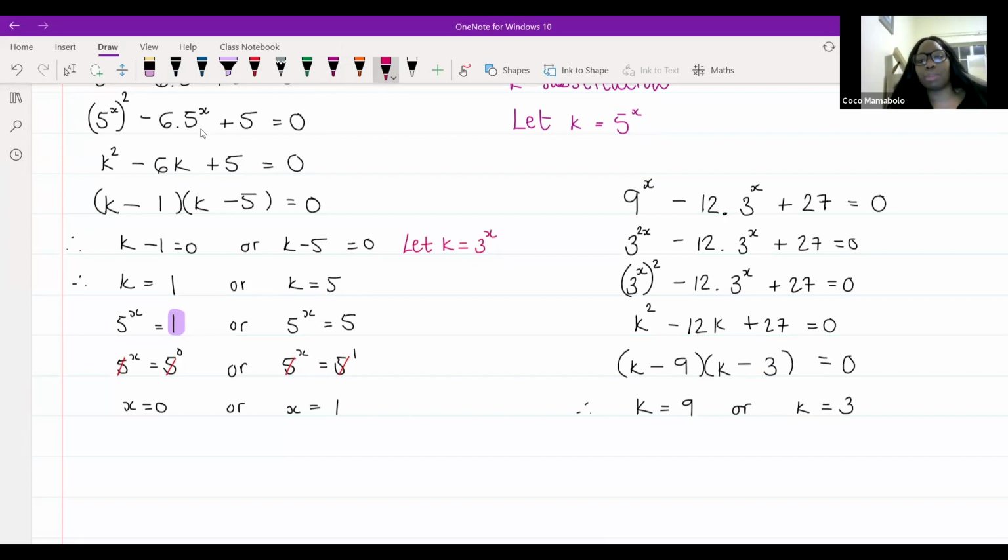So I'm allowed to skip that step where I go k minus 9 equals 0 or k minus 3 equals 0. They're not even going to mark that section because you should know how to do it already. You learned how to do it in grade 9. So we can go straight to k equals 9 or k equals 3. That tells me that 3 to the power of x is equal to 9, or 3 to the power of x is equal to 3.